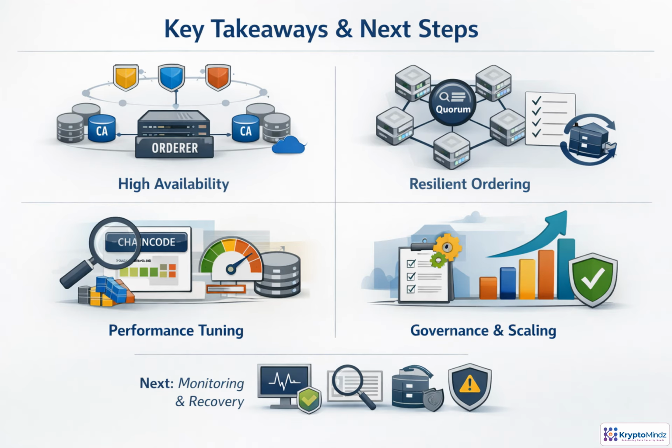Enterprise-ready Fabric networks are designed, not hoped for. Build redundancy across every critical service, size ordering clusters with quorum in mind, and validate recovery before it is needed. Tune performance through policies, chaincode, batching, indexes, and resources. Next, we extend this operational foundation into monitoring, logging, backup, and disaster recovery.